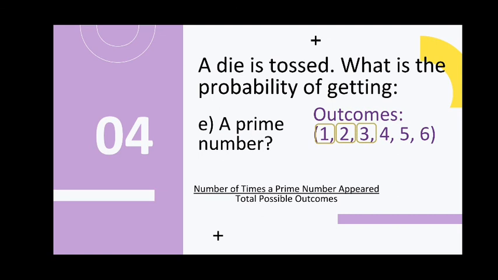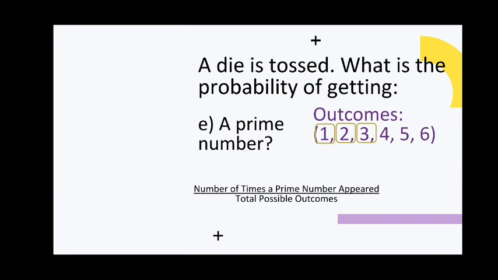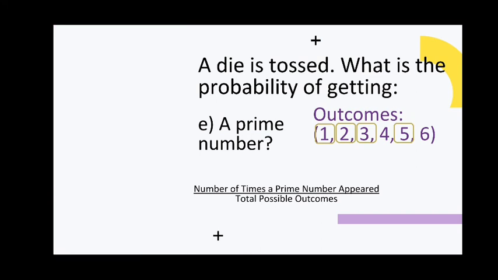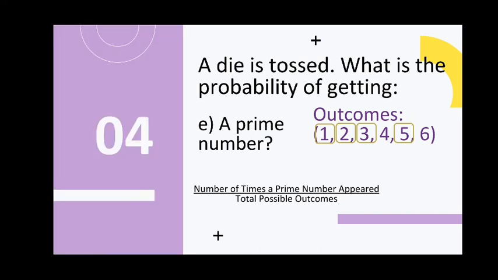Next, number 3, ang factors niya ay 1 times 3 or 3 times 1. So, dalawa lang din yon. Another one is 5. So, 5 times 1 or 1 times 5. So, 2 factors lang yon. So, there are how many prime numbers? There are 4 prime numbers out of 6 total possible outcomes.